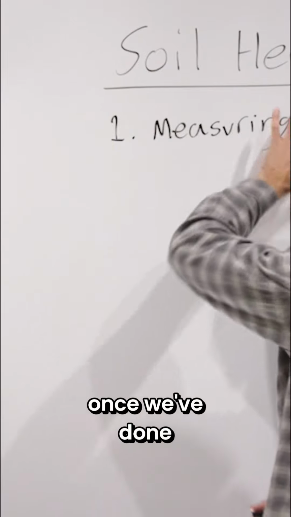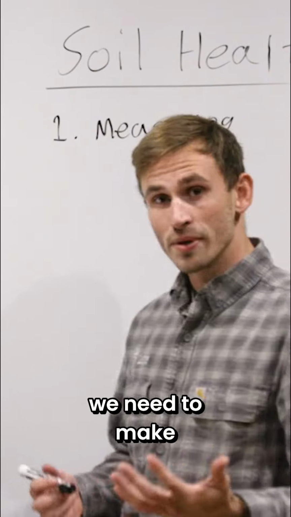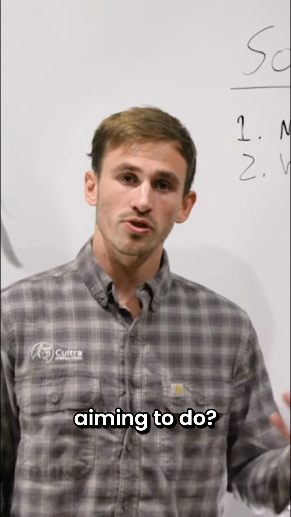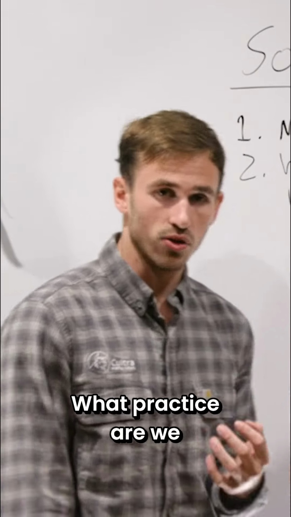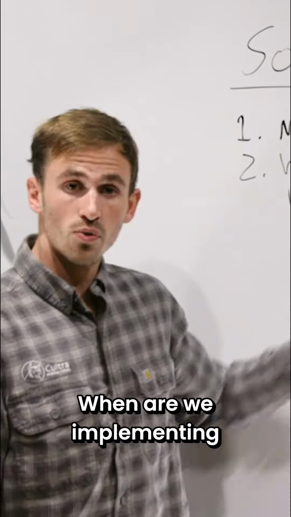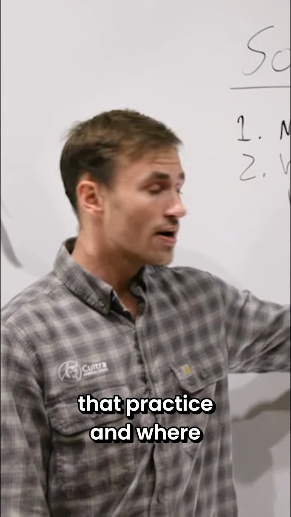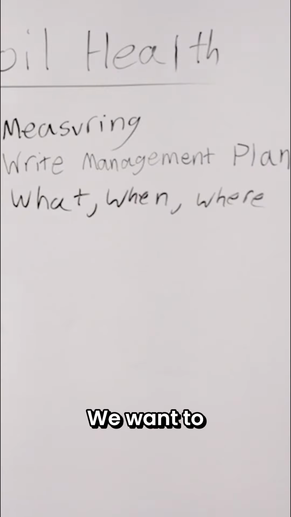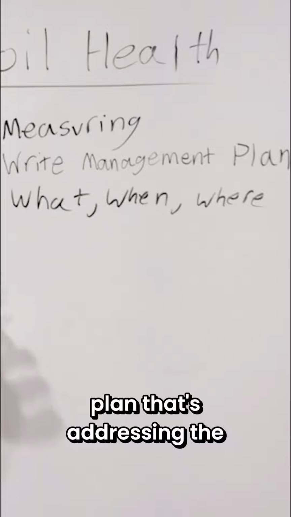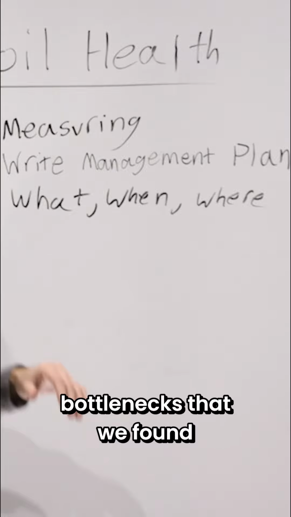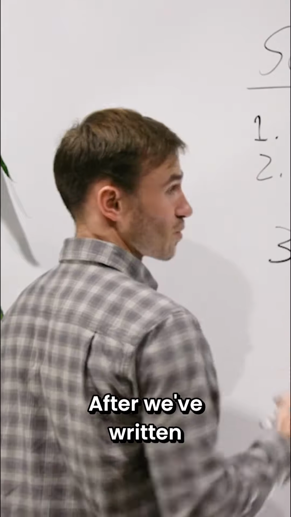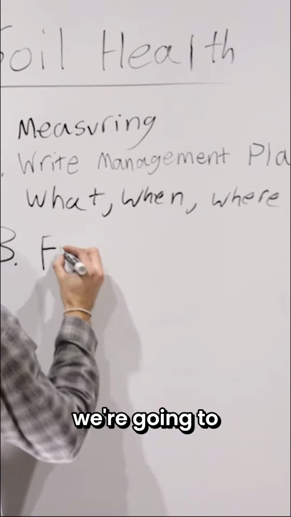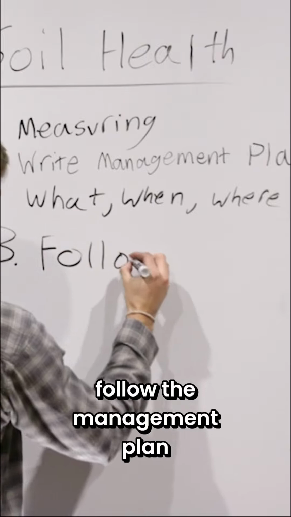Once we've done some of this measuring, we need to make a plan. What practices are you aiming to do? What are we doing? What practice are we going to be implementing? When are we implementing that practice? And where are we implementing that practice? We want to make sure that we're writing a management plan that's addressing the bottlenecks that we found when we measured. After we've written the management plan, we're going to follow the management plan.